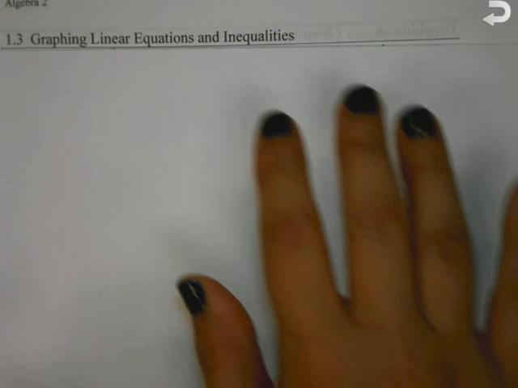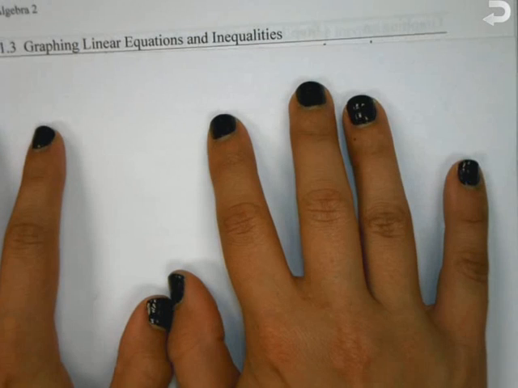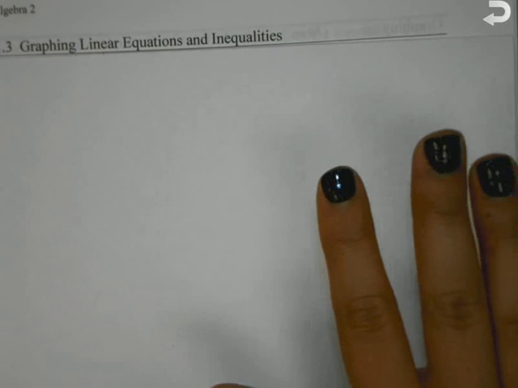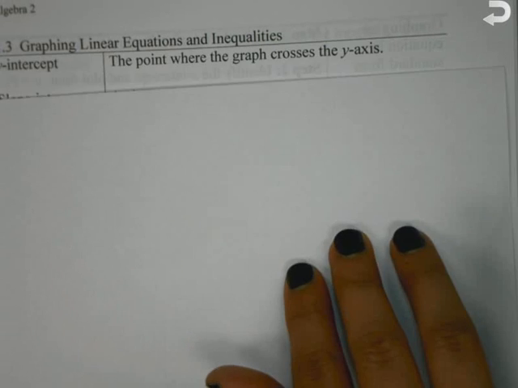1.3, we are graphing linear equations and inequalities. So yesterday we were just graphing our answers. Today we're actually doing this on a graph, so they're linear. So it's not just an x or y. We have both x's and y's now. Okay, so a couple definitions first for you.